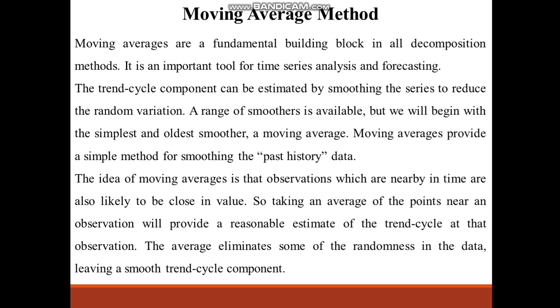Moving averages provide a simple method for smoothing the past history data. The idea of moving averages is that observations which are nearby in time are also likely to be close in value. So, taking an average of the points near an observation will provide a reasonable estimate of the trend cycle at that observation. The average eliminates some of the randomness in the data, leaving a smooth trend cycle component.